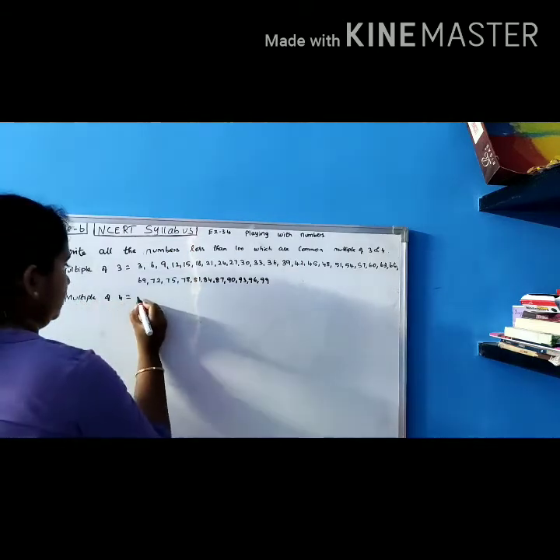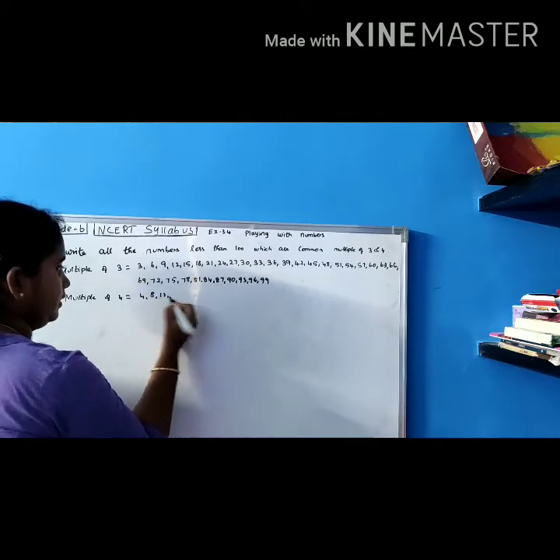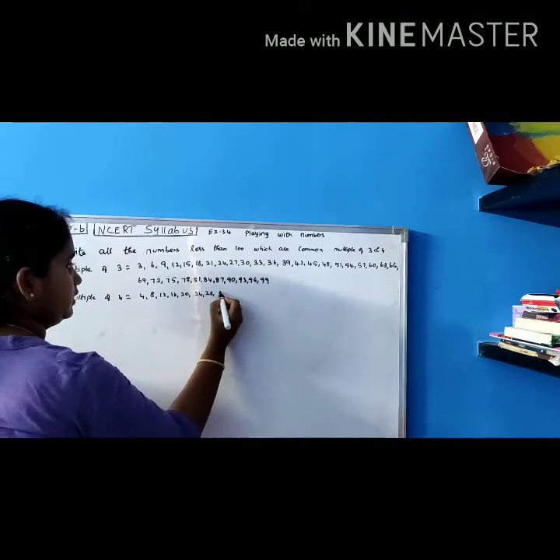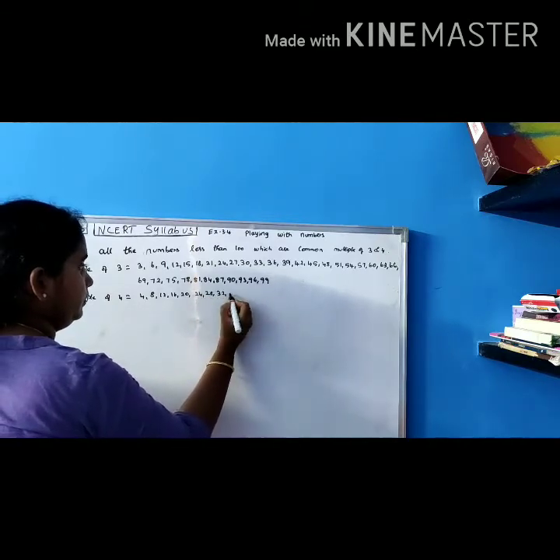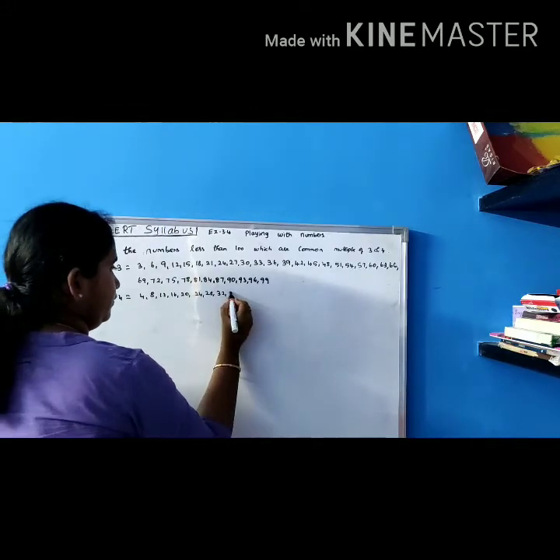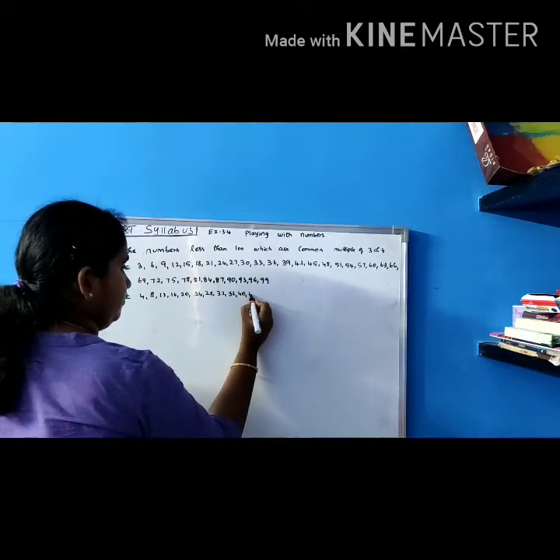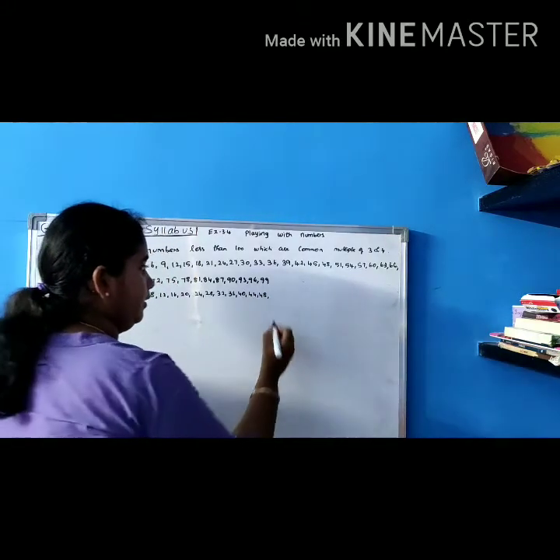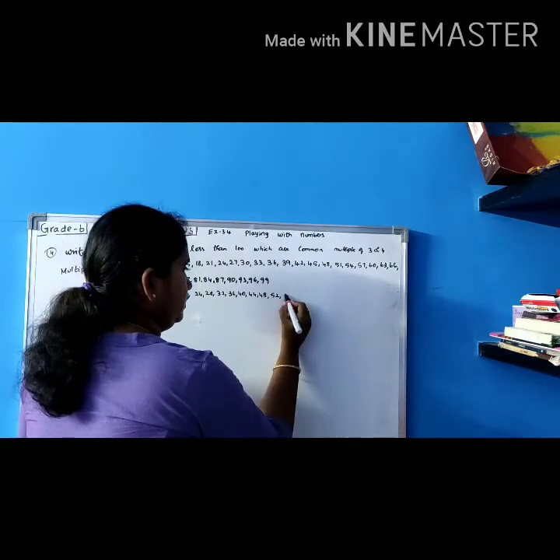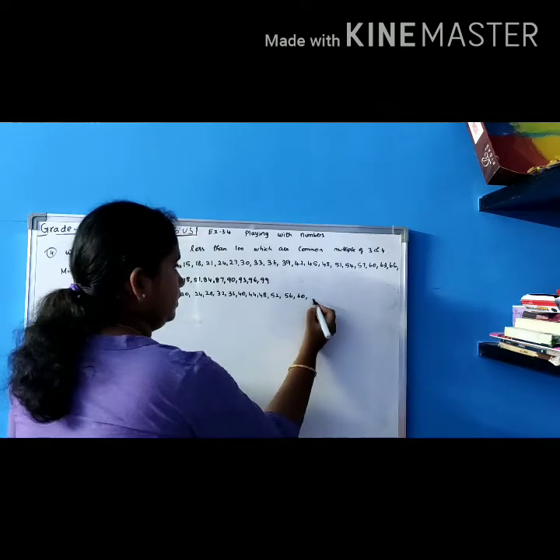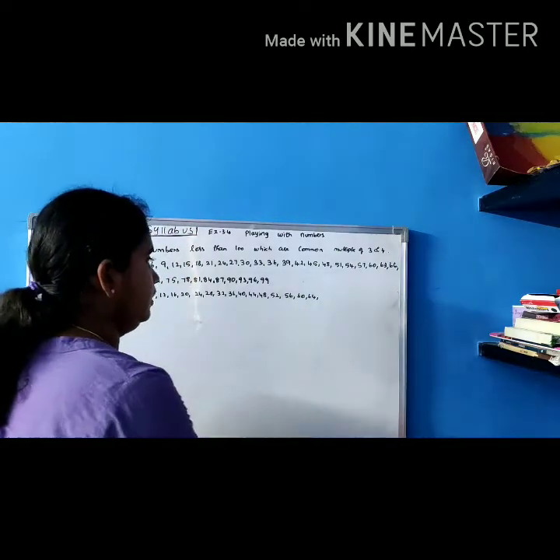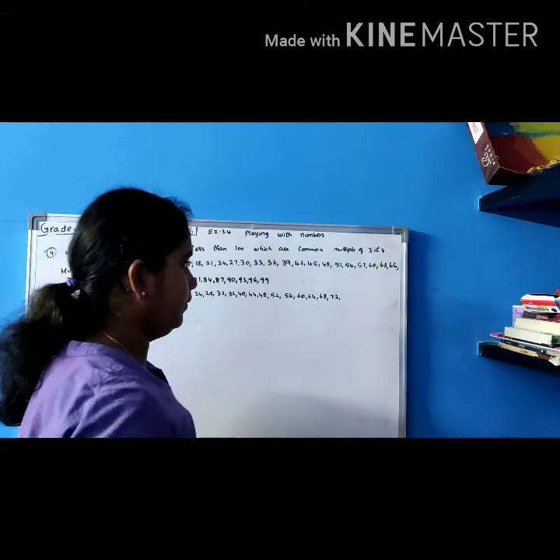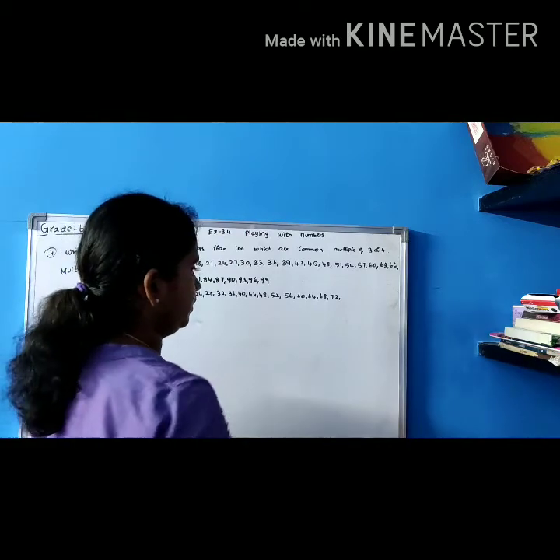4. 1 4 is 4, 2 4s are 8, 3 4s are 12, 4 4s are 16, 5 4s are 20, 6 4s are 24, 7 4s are 28, 8 4s are 32, 9 4s are 36, 10 4s are 40, 11 4s are 44, 48, 52. 52 plus 4 is 56, 56 plus 4 is 60, 64. Then 64 plus 4, 68. 68 plus 4, 72. Okay.